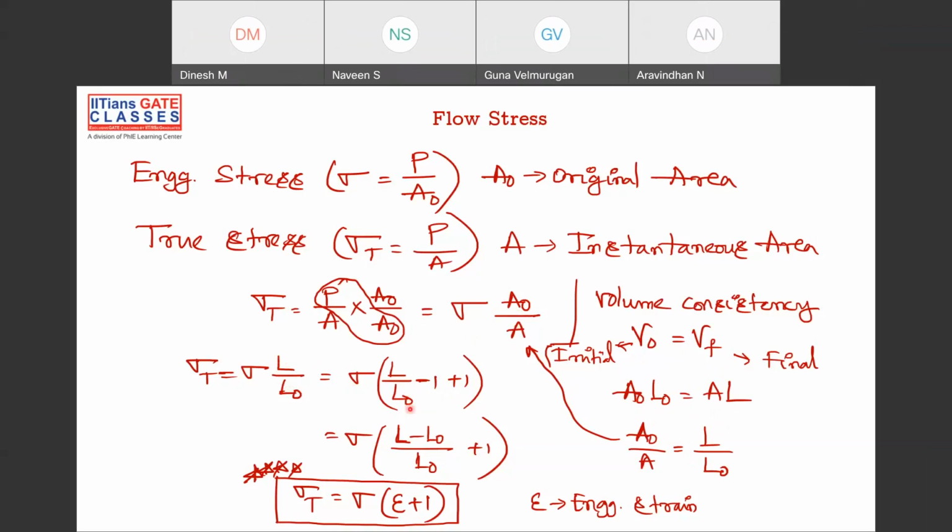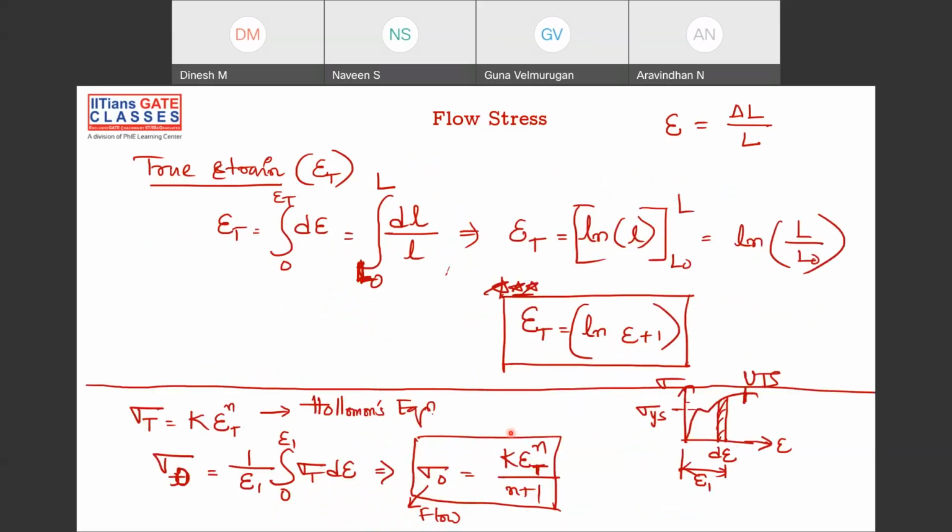And here again I'm doing a trick: L by L naught minus 1 plus 1. I'm just adding and subtracting. So this is L minus L naught by L naught plus 1. L minus L naught is delta L, and delta L by L naught is your engineering strain. That is why we write sigma into epsilon plus 1. Yes, good. Now let's proceed.